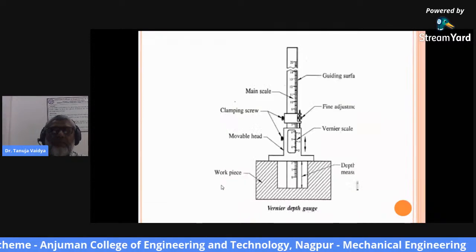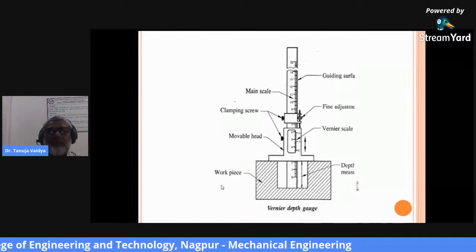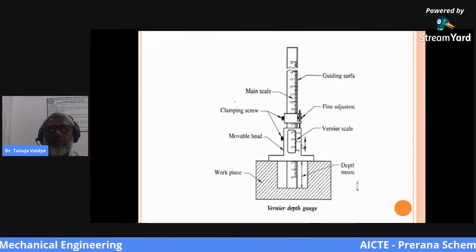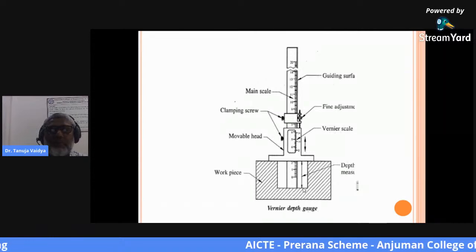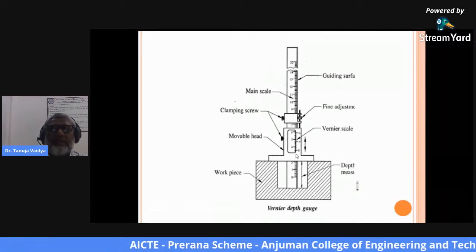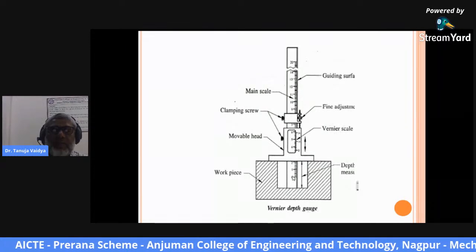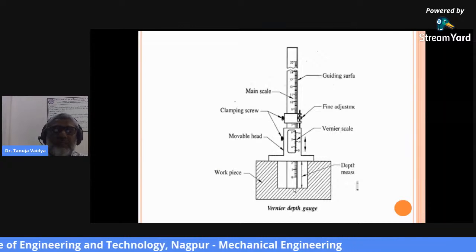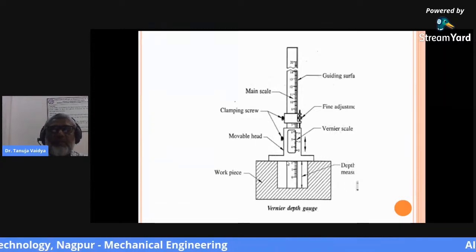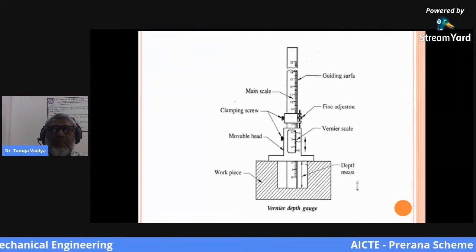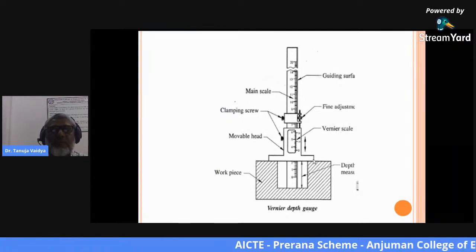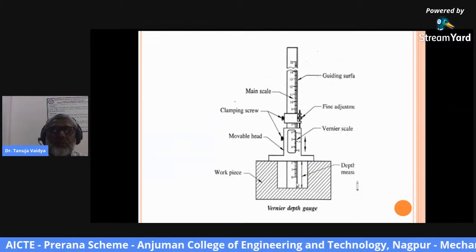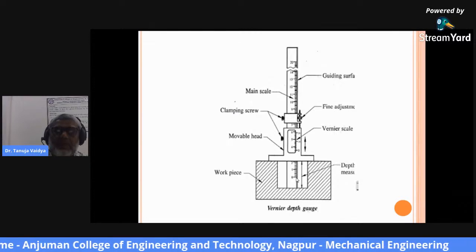The head forms a convenient marker in place where the rule must be held at a distance from the point being measured. This diagram shows how the depth of a blind hole can be measured with the help of a vernier depth gauge. One end is placed directly into the hole until it touches the bottom surface. Then the movable head is placed on the upper part of the workpiece, and with the help of the vernier scale, we can measure the distance between these two points.